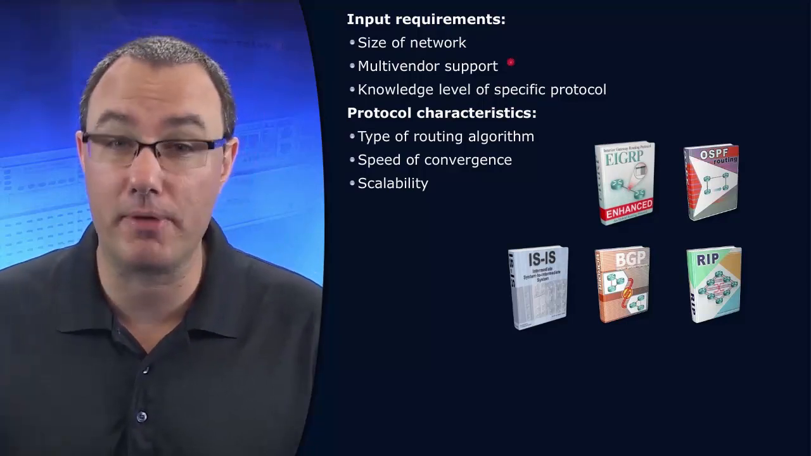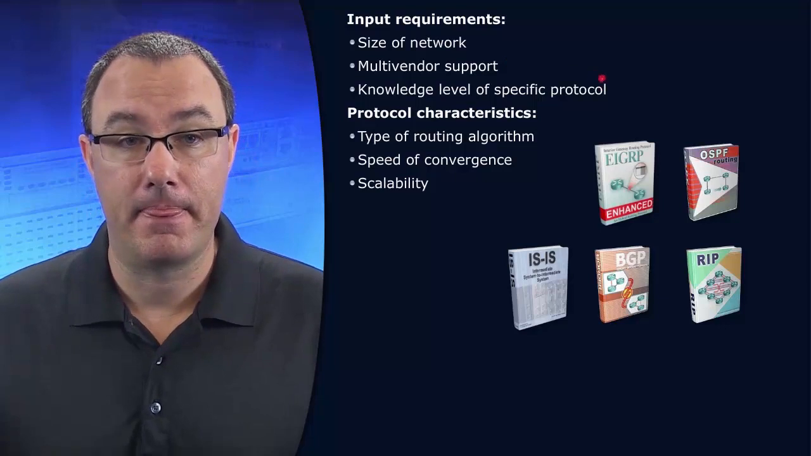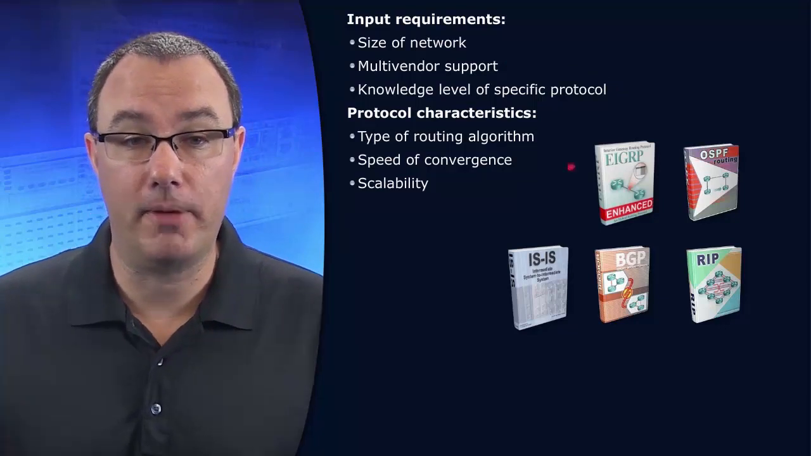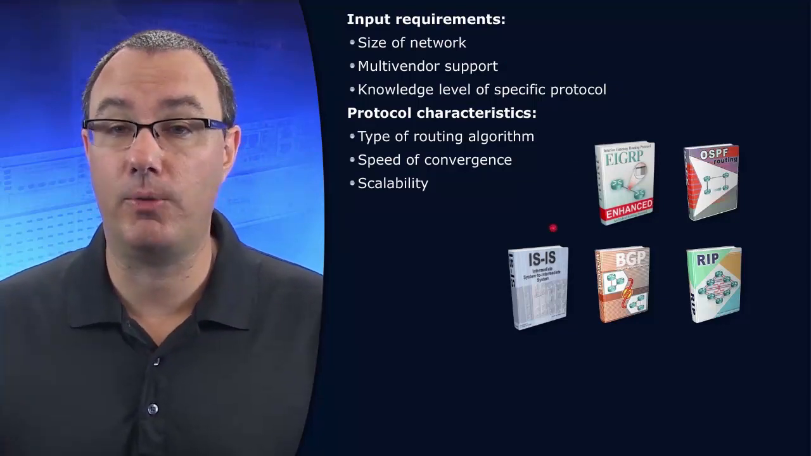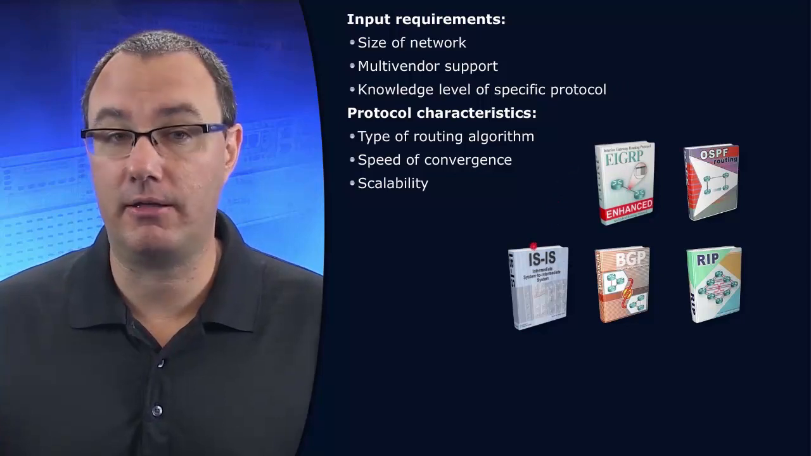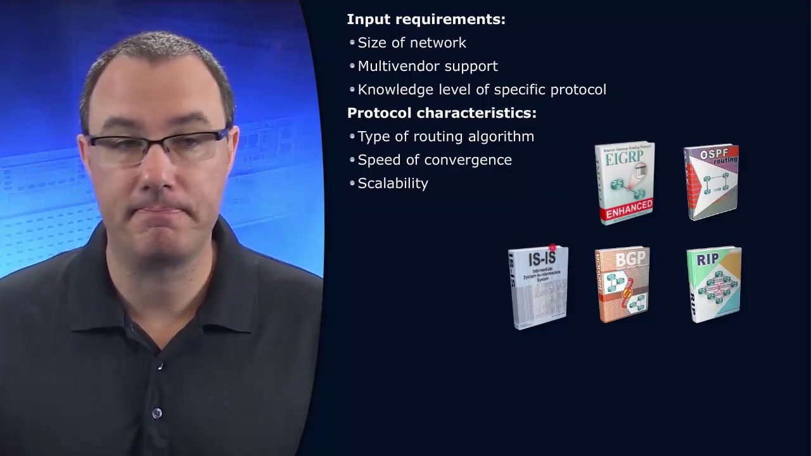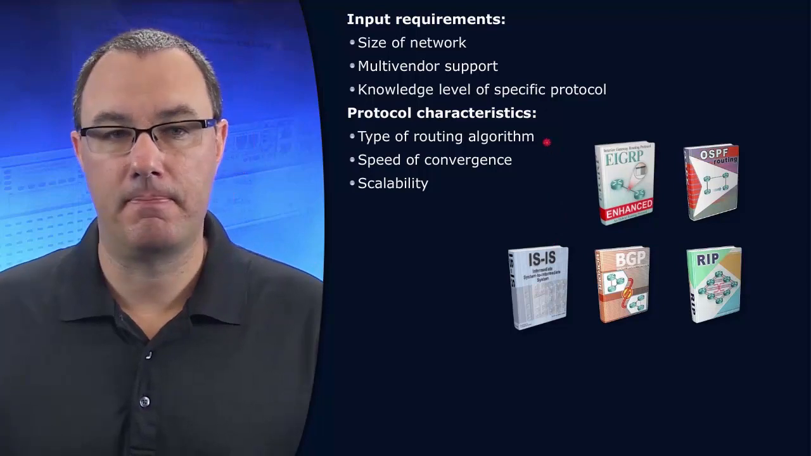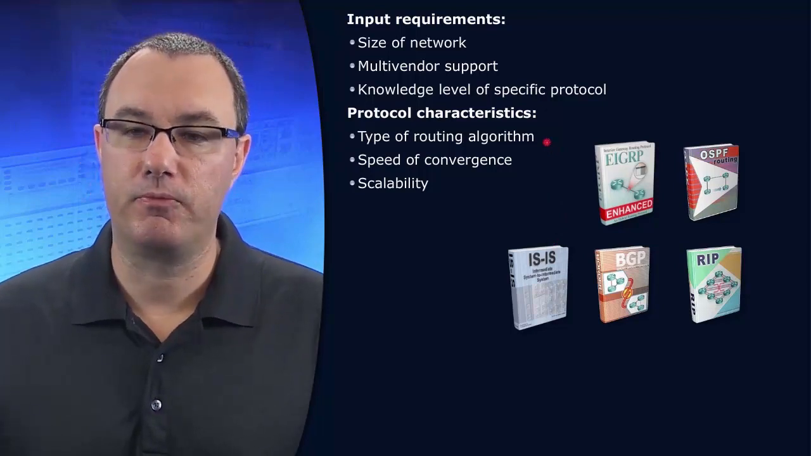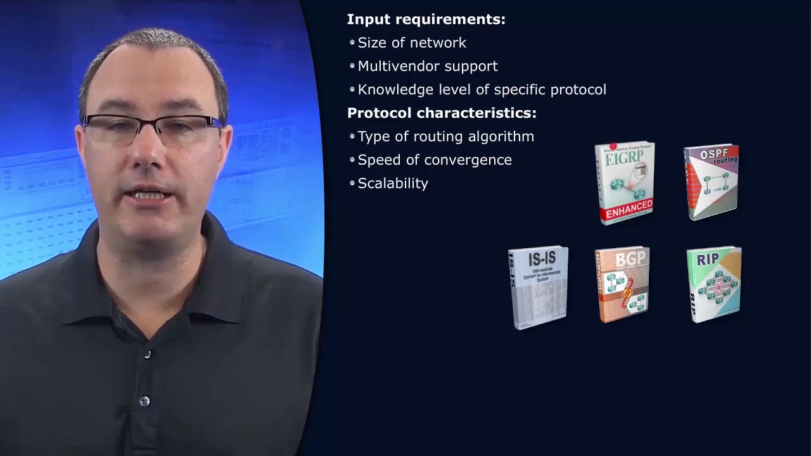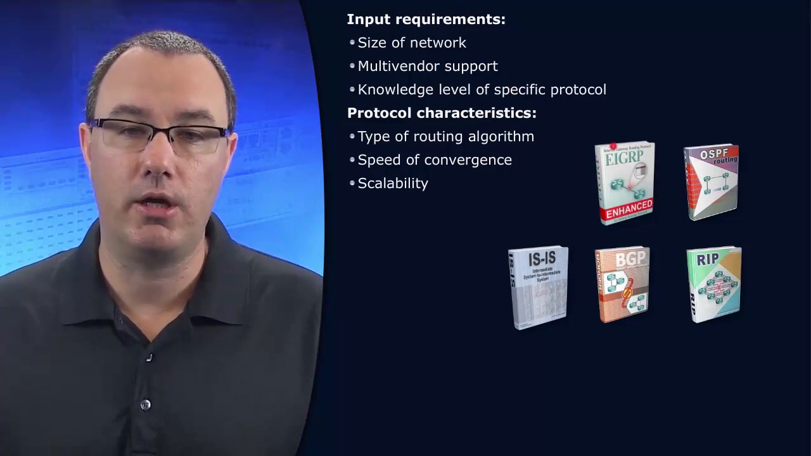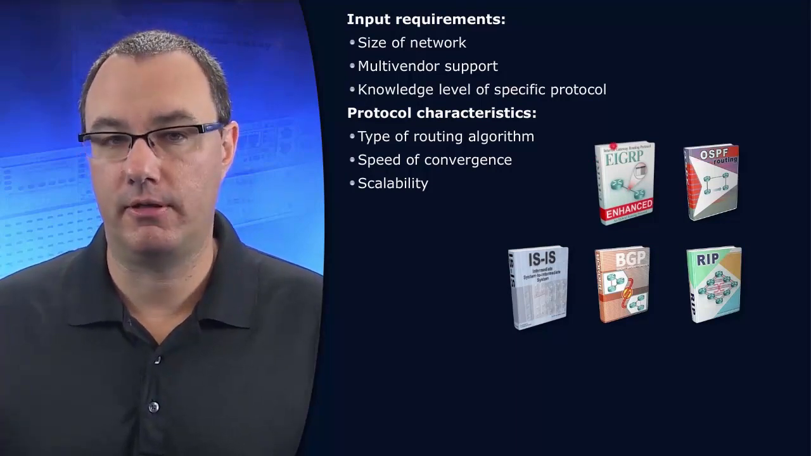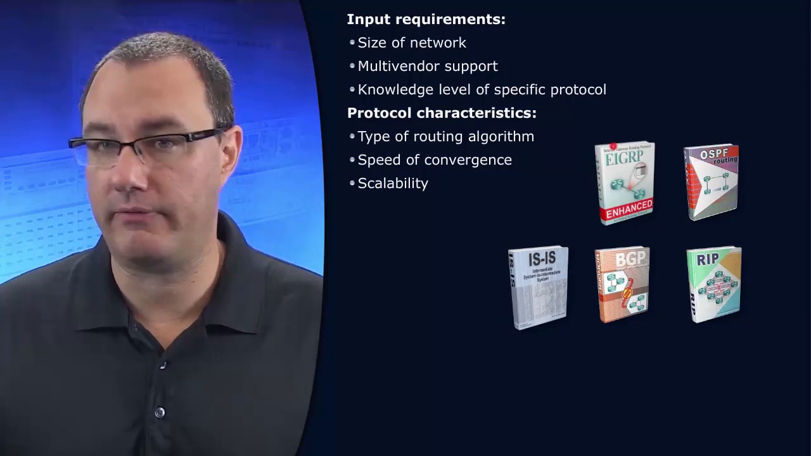EIGRP is Cisco proprietary. Maybe we want to stay away from ISIS because we don't know how to work with it. No shame in that. Not many people do. Or maybe it's a behavior, the algorithm. For instance, the DUAL algorithm of EIGRP allows us to do unequal load balancing. It comes at a price, but maybe we want that feature.